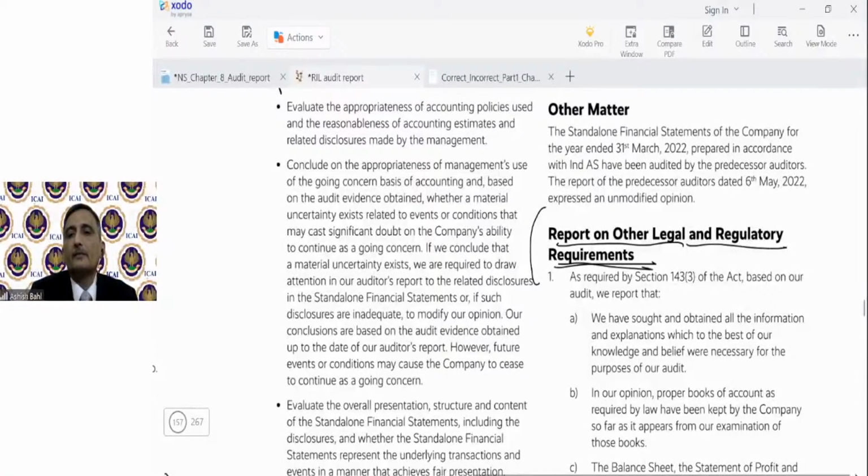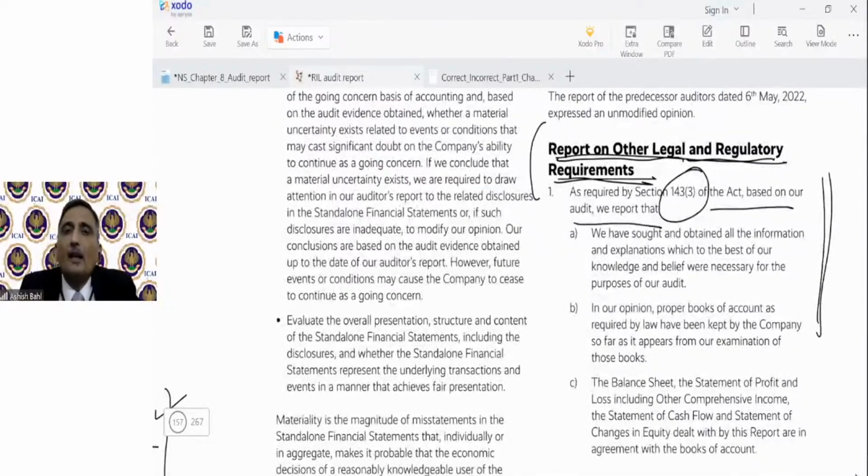regulatory requirements. So till now we were dealing with what is required by standards on auditing. Now we are dealing with what is required by the law, by the requirements of specific law, by the requirements of Companies Act 2013, because the audit is being conducted under Companies Act 2013. Okay. So report on other legal and regulatory requirements as required by section 143 subsection 3 of the Act. We report that. So all these things you must have read in your company law classes.